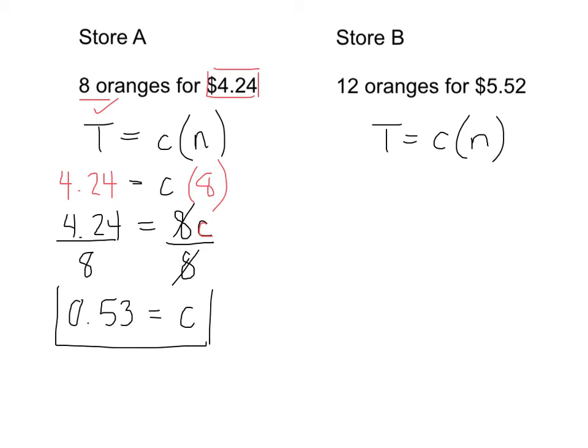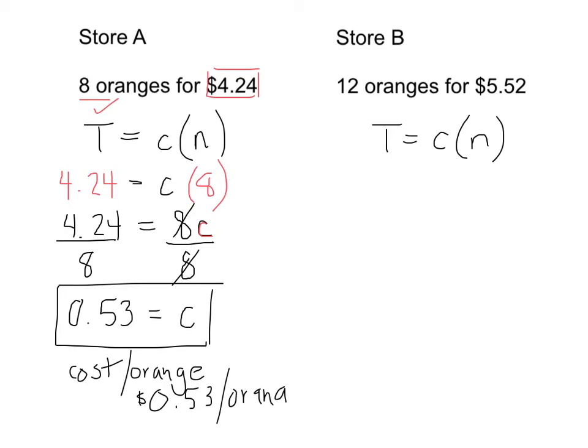And what did c represent in our question? c represented the cost per orange. We've now found that the cost per orange is 53 cents per orange from Store A. Let's do the same thing for Store B.